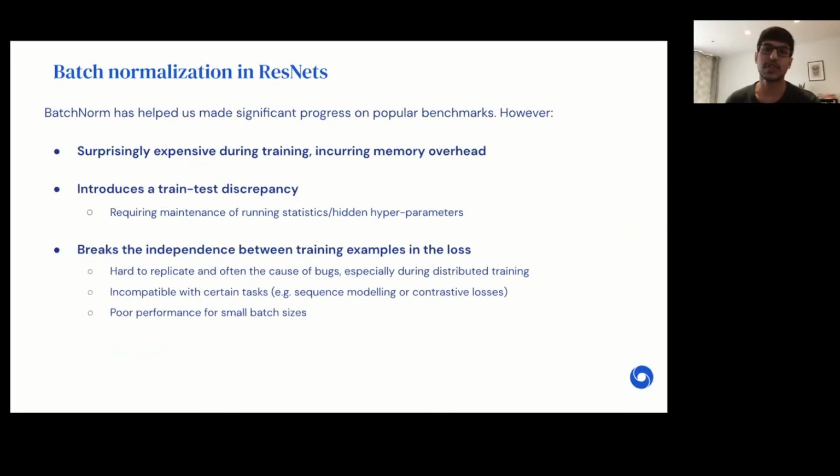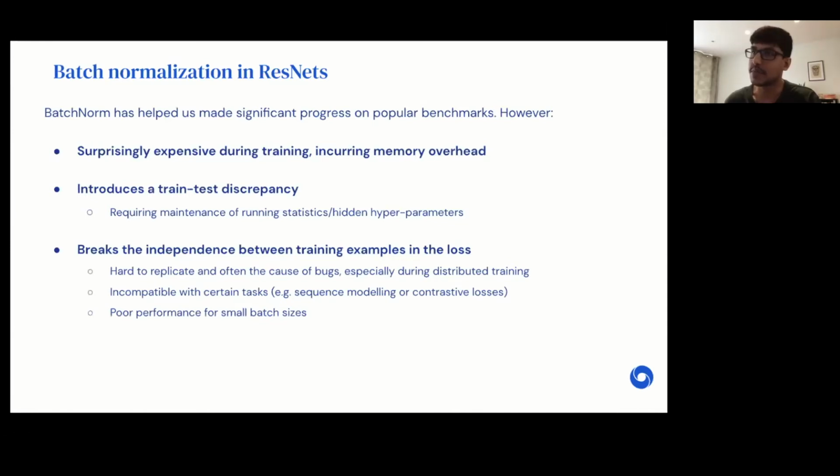So I just want to start off by saying, of course, batch norm has helped us make a lot of progress on a bunch of popular benchmarks, particularly in vision. However, there's a number of limitations of batch normalization. First of all, it can be surprisingly expensive during training to calculate the gradients through the batch norm layers, and it incurs additional memory overhead.